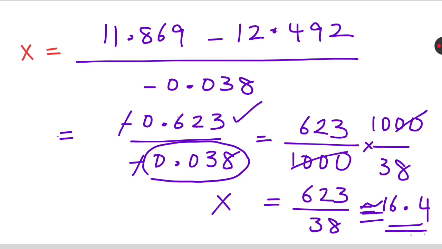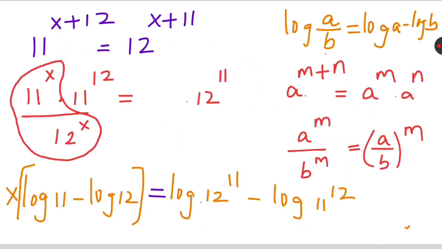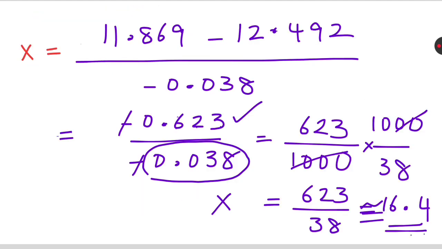So what we learned here is how to simplify when x is in the exponent. We also learned a shortcut trick for multiplying by 11, and finally we got the result x as 16.4.